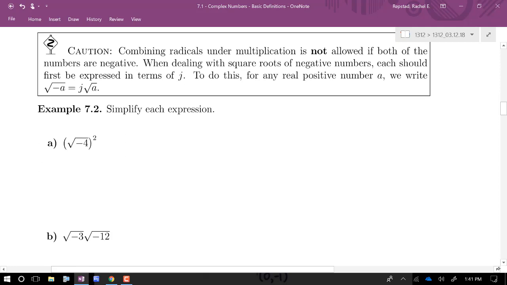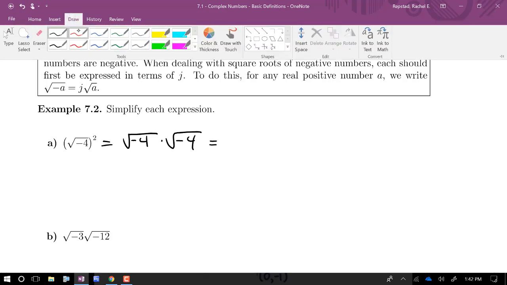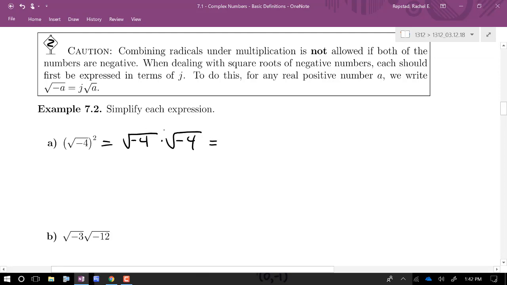So if we're dealing with square roots of negatives, we always want to pull out that j first. Let's work through some examples. Here we are squaring a square root. I know that when we square something, that means we multiply it by itself. And now, instead of combining this radical and calling this the square root of positive 16, because negative 4 times negative 4 is positive 16, what I've got to do is deal with these guys first.